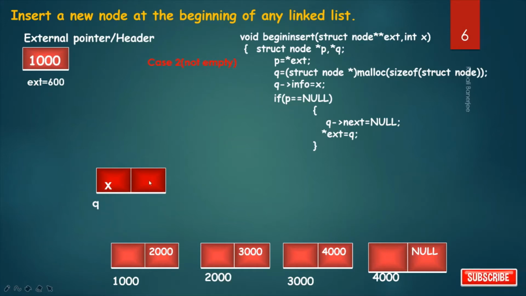So q arrow next should be 1000, that is, this one will be our second node, so 1000 will be stored here. But from where we can get 1000? We can get 1000 from external pointer, that is star ext, value at ext is 1000. But if you write q here first, then 1000 will be erased. So first what you have to do? First you have to store the value q arrow next. So q arrow next is 1000, that is q arrow next equals to p, means p equals to star ext, or you can say that q arrow next equals to star ext, and then star ext means here you have to give q. So see first.